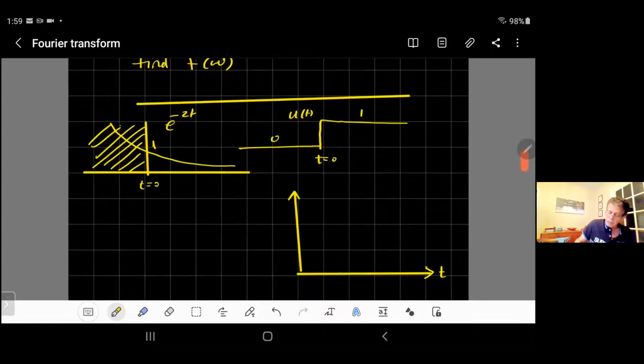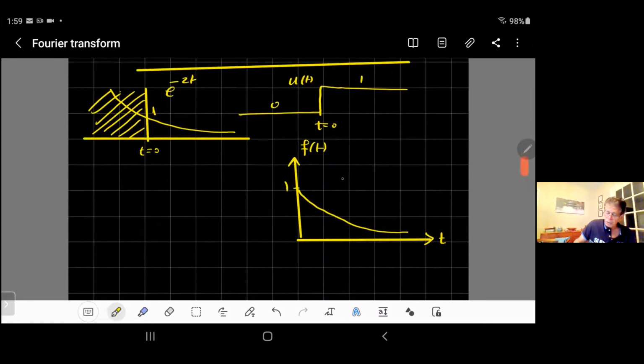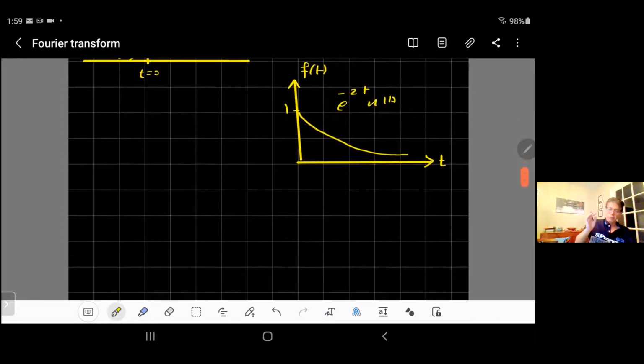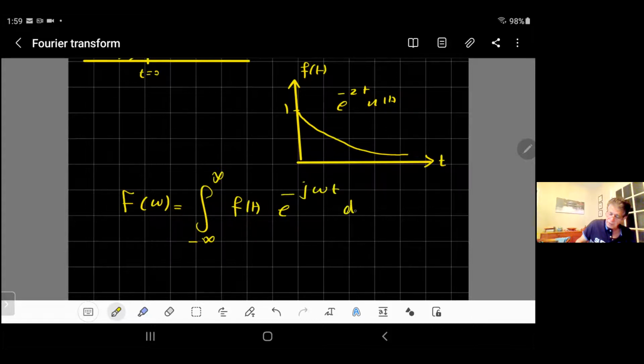They call it f of t, not x of t, it's okay. f of t starts from 1 and goes to 0 when you go to infinity. So that's the function f of t, which is equal to e^(-2t) u(t). All right, I want to find the Fourier transform. Let me just write the formula. F of omega, capital F of omega, is equal to the integration from minus infinity to plus infinity of f of t e^(-jωt) dt.